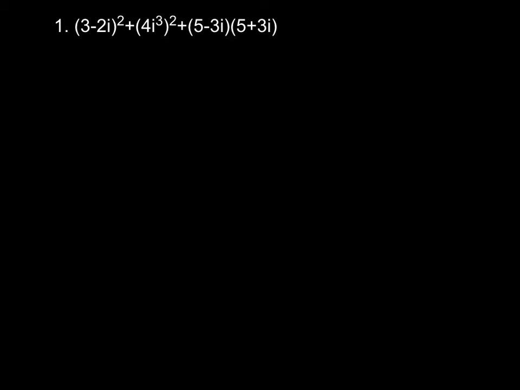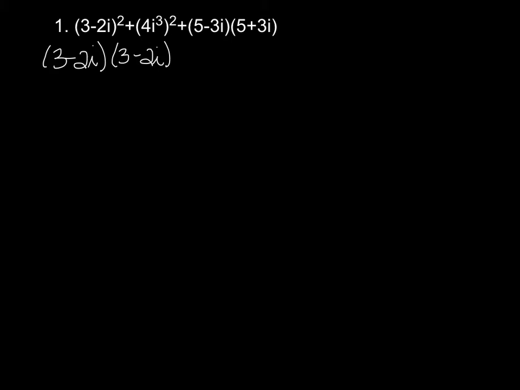So we need to simplify this problem. We're going to do a number of things. I see a couple of terms here that are squared. Remember, when something is squared, what that means is we can rewrite those terms twice, and we multiply them by themselves. So (3 - 2i) times (3 - 2i).